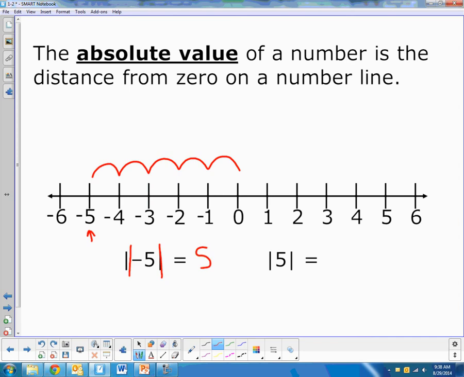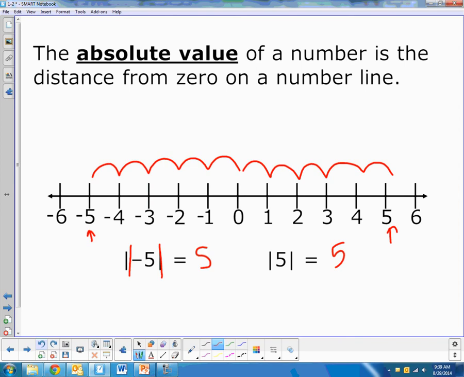All right, let's look at the other one. The absolute value of 5. Again, these vertical bars here represent absolute value. And so the absolute value of 5, again, we're going to find 5. There it is. And we're going to see how far away from 0 is it. What's the distance? 1, 2, 3, 4, 5. So the absolute value of 5 is 5. So the absolute value is not necessarily the opposite. Absolute value of negative 5 was positive 5, but the absolute value of positive 5 was also positive 5. So be very careful of that, it's just the distance from 0, and it will always be a positive distance.